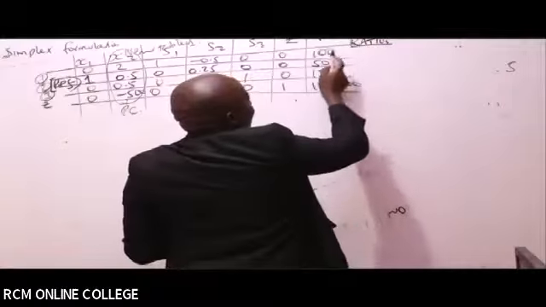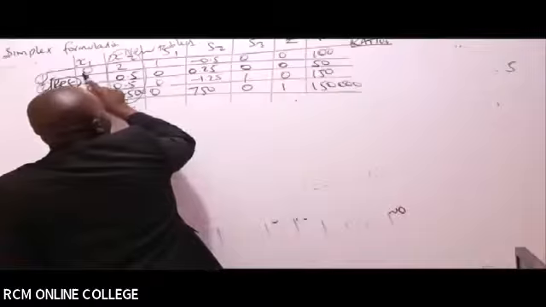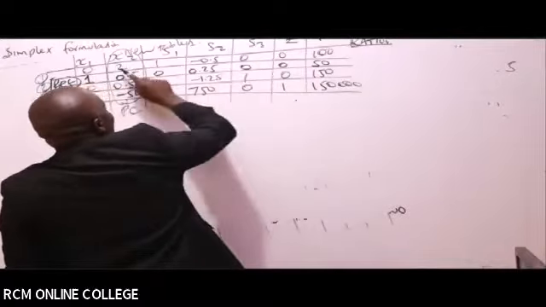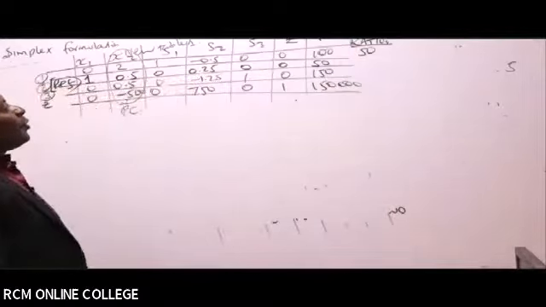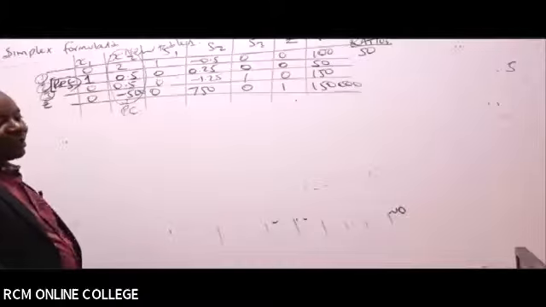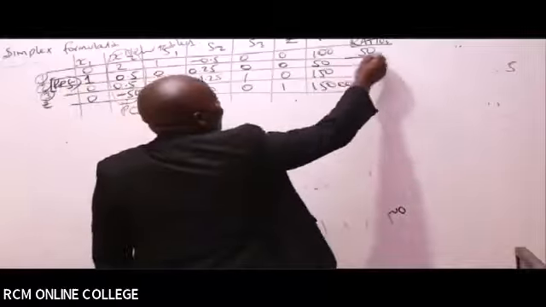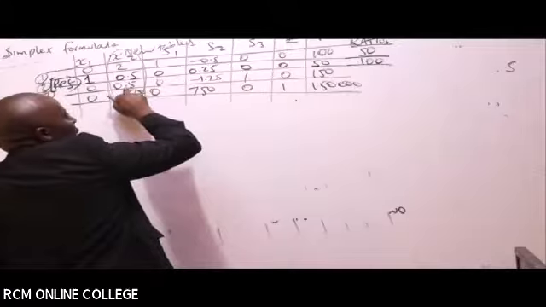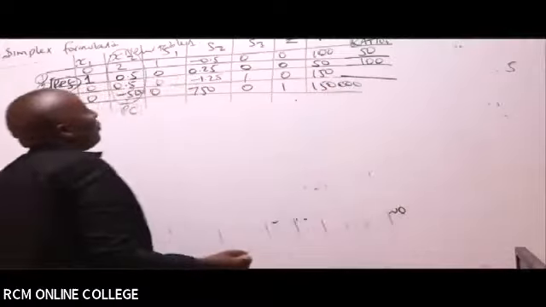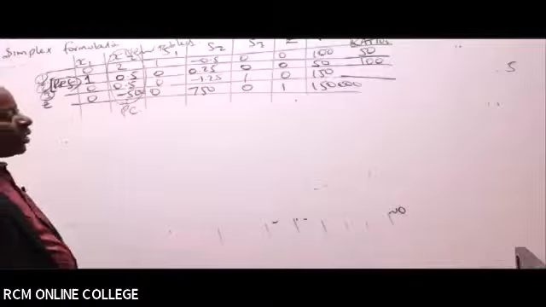So ratios now: you take the right-hand side numbers and divide by the pivot column. We have 100 divided by 2. This gives me 50, isn't it? Then we have 50 divided by 0.5. What figure are we getting? 100. So this gives us 100. Then 150 divided by 0.5. That gives me 300, right? 300.